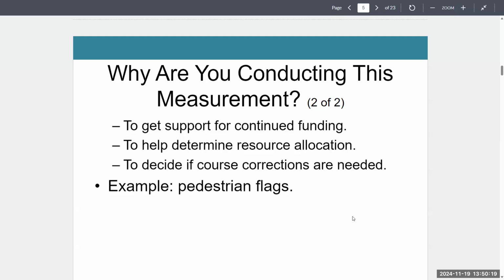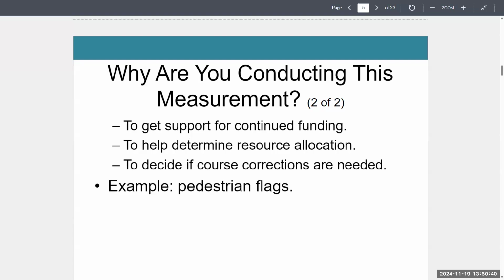So again, we're continuing on. Support, so to get support for continued funding is another reason. For example, if you're running a pedestrian safety initiative, you can show a reduction in accidents. And so funders might be more likely to give you that grant again and give you more money.